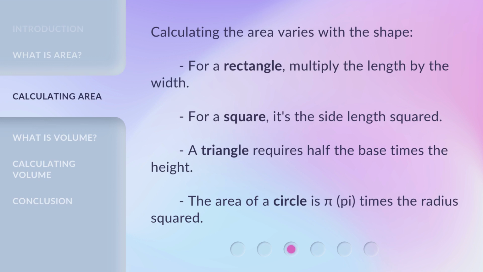Calculating the area varies with the shape. For a rectangle, multiply the length by the width. For a square, it's the side length squared. A triangle requires half the base times the height. The area of a circle is pi times the radius squared.